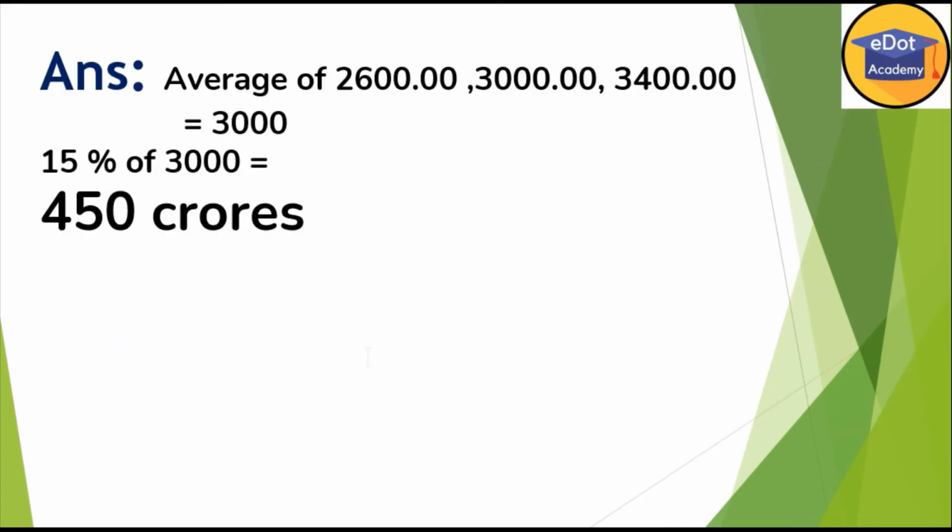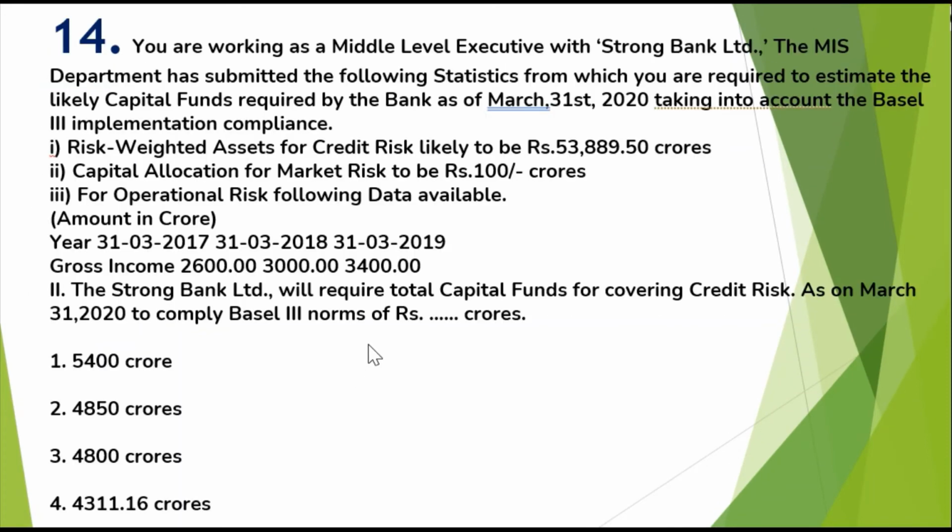Now next, question 14. The data is the same here, but what calculation do we have to do here? Strong Bank Limited will require the total capital fund for covering credit risk as on March 31, 2020 to comply with Basel III norms. Okay, so for the capital fund for credit risk, we have to see where the credit risk is. The credit risk value is given here. Risk weighted asset for the credit risk is 53,889.50. So now see the calculation here. This is the risk weighted asset given here.